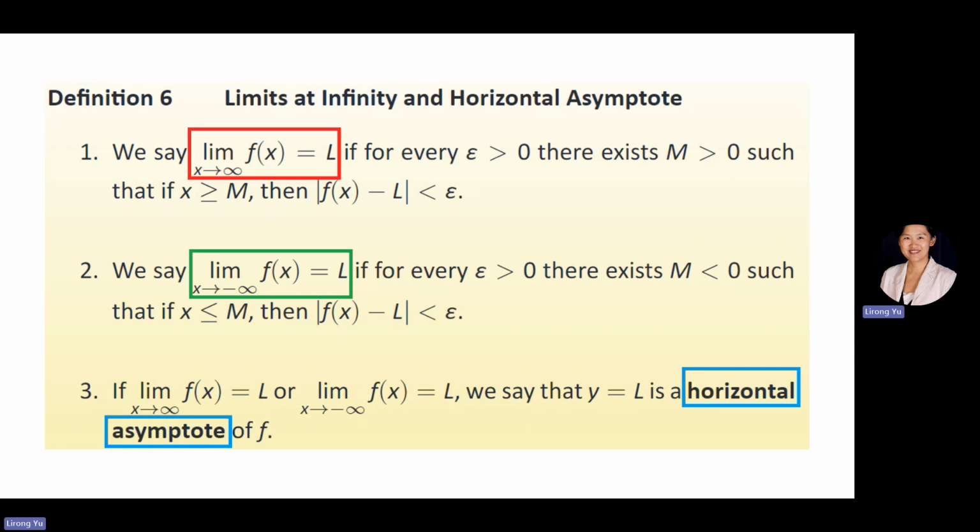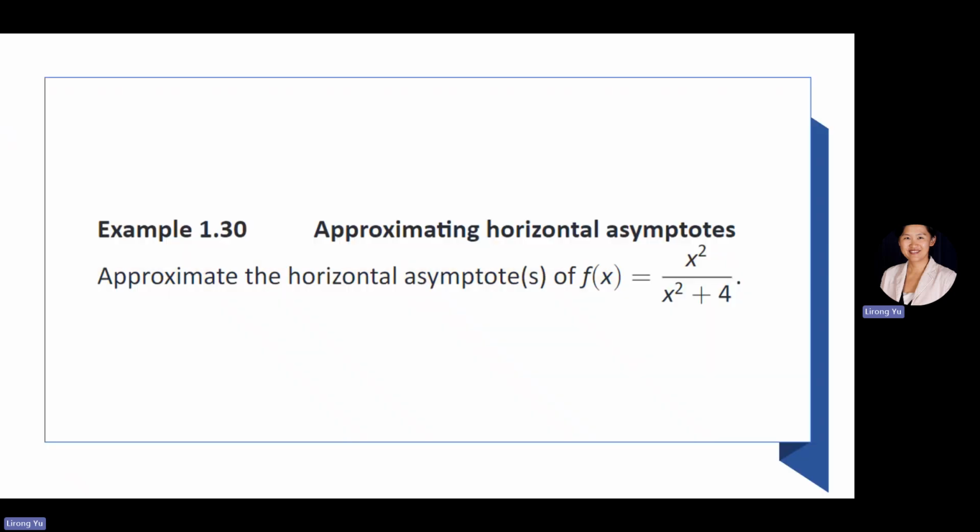Any questions? So this is just to make it formal. Yesterday we started, I would say, as long as the limit is finite and we can find it, then we have a horizontal asymptote, but this is providing the formal definition of it.